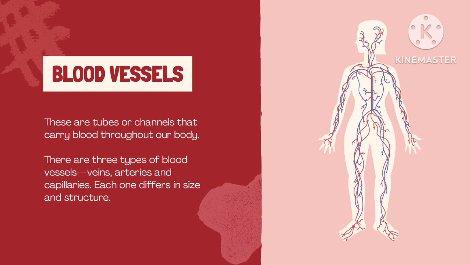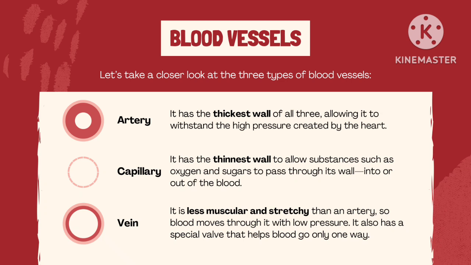Blood vessels are tubes or channels that carry blood throughout our body. There are three types of blood vessels: veins, arteries and capillaries. Each one differs in size and structure. Let's take a closer look at the three types of blood vessels.